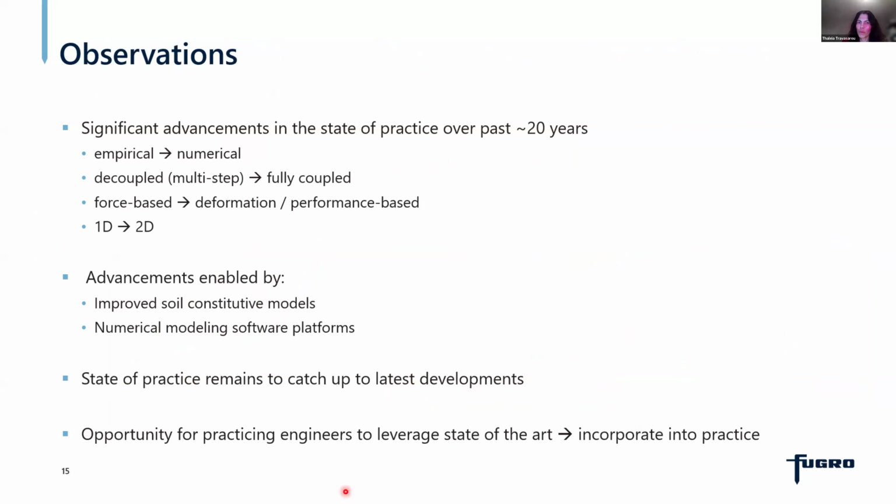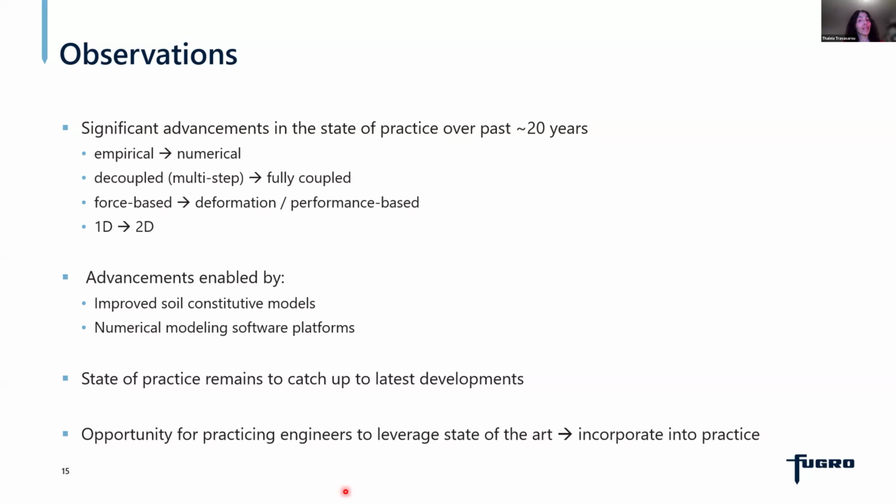So with that, some concluding observations on the evolution of the state of geotechnical earthquake engineering practice in the past 20 years. There have been significant advancements. We have mostly transitioned from purely empirical to also routinely using numerical methods, from decoupled multi-step approaches to fully coupled. We have embraced deformation-based and overall performance-based evaluations rather than force-based designs, and are more comfortable, I believe, using two-dimensional tools instead of one-dimensional when needed. And these advancements have been enabled mostly by improved soil constitutive models that have also been implemented in finite element and finite difference software platforms.